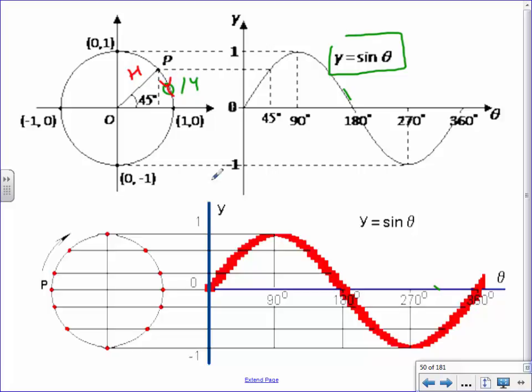Let's use that same logic for cosine. What is cosine equivalent to? Well, cosine would be equal to your adjacent over your hypotenuse. But again, your hypotenuse would be 1, so let's just skip that. In this triangle right here, your adjacent value is really your x value. So let's talk about what's happening to your x value as you go around the circle.